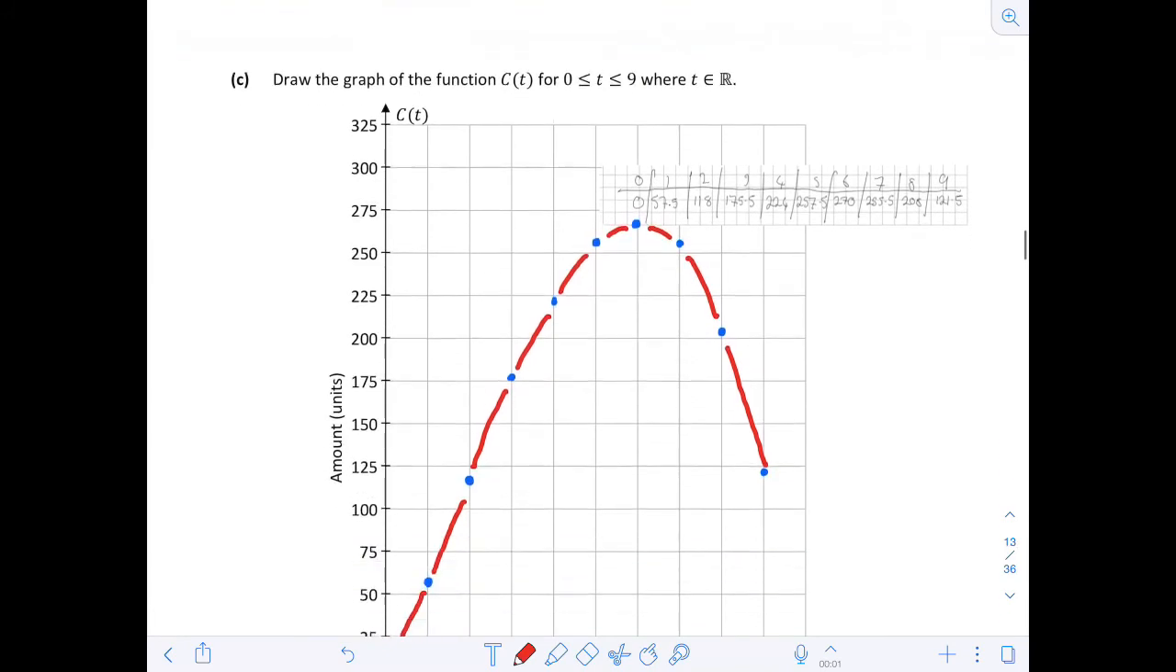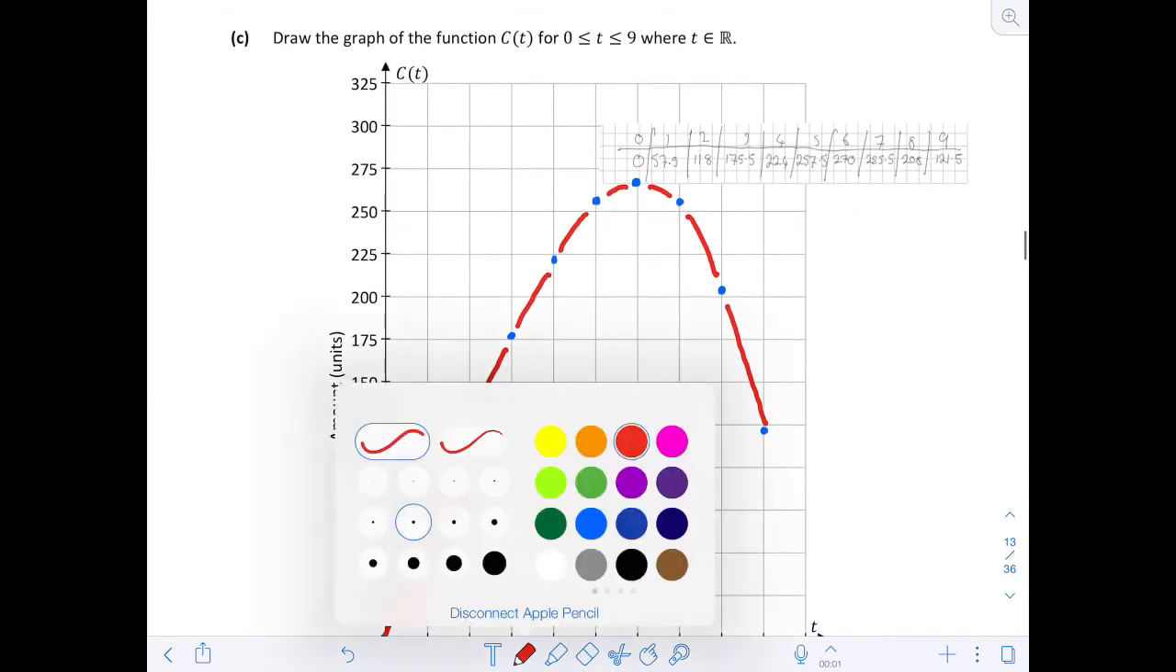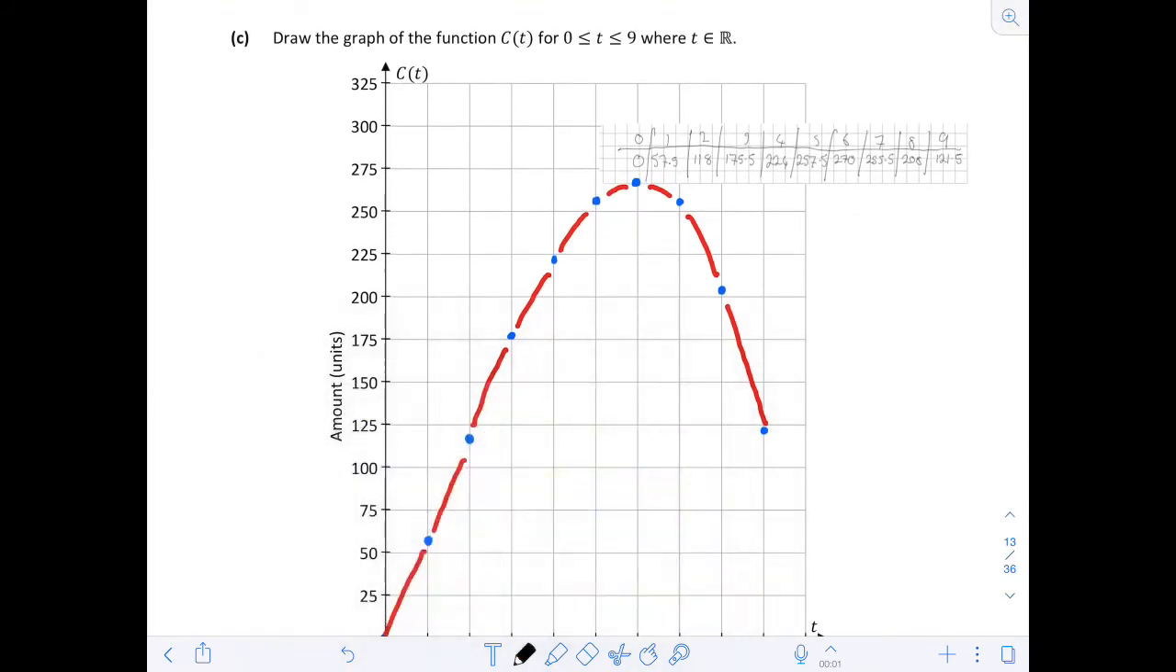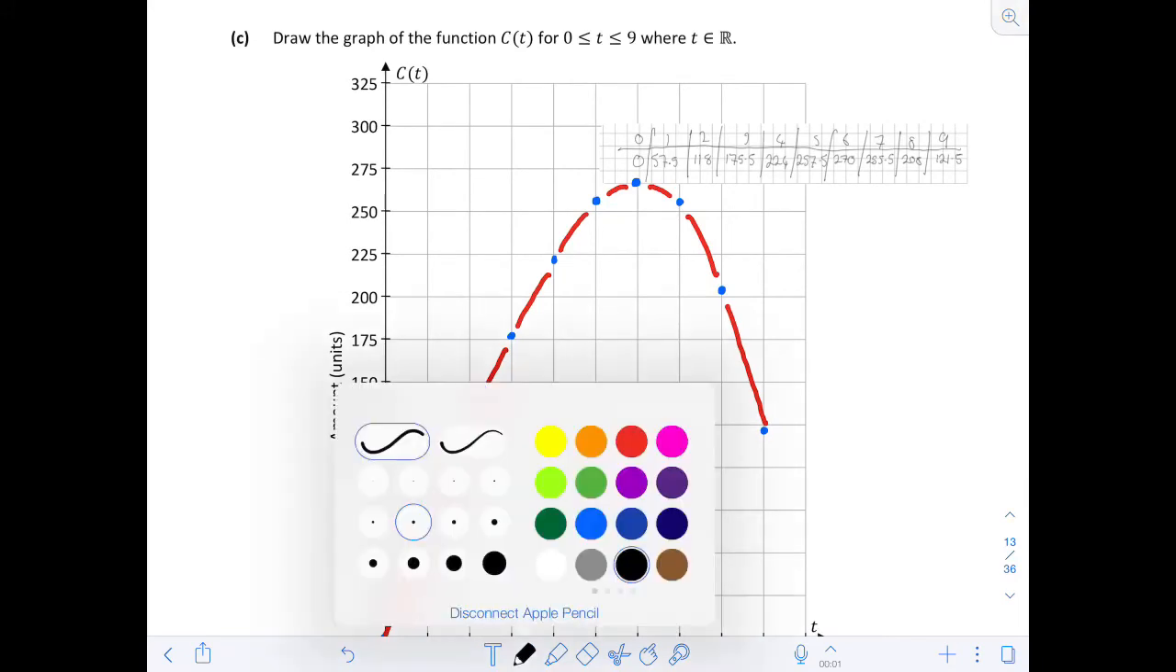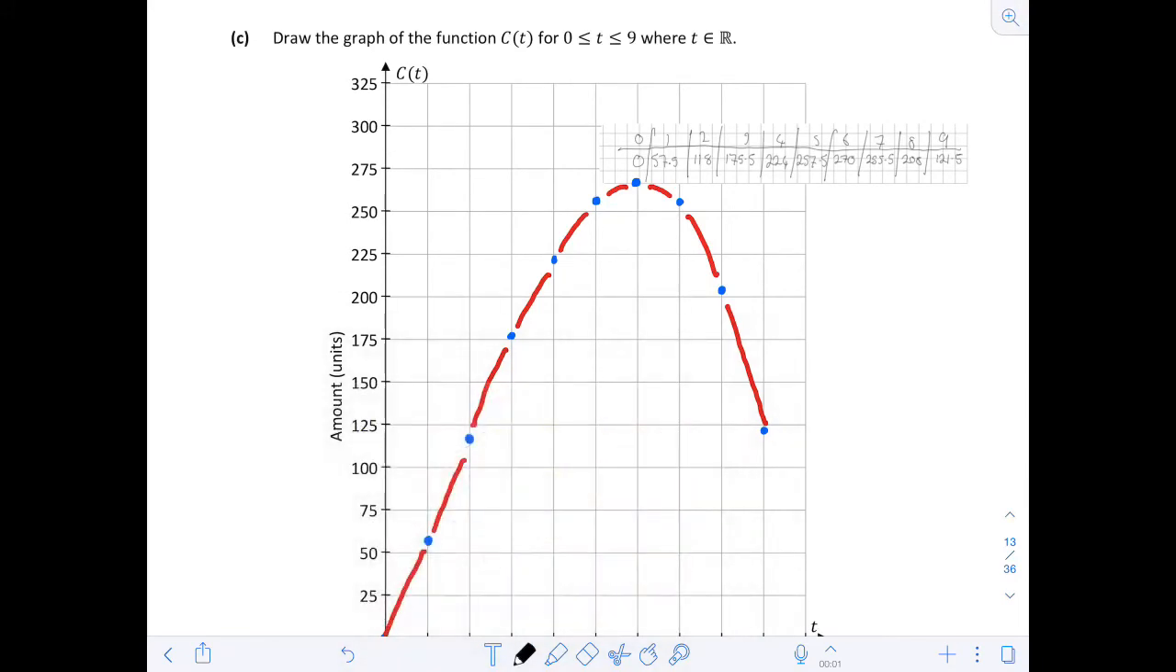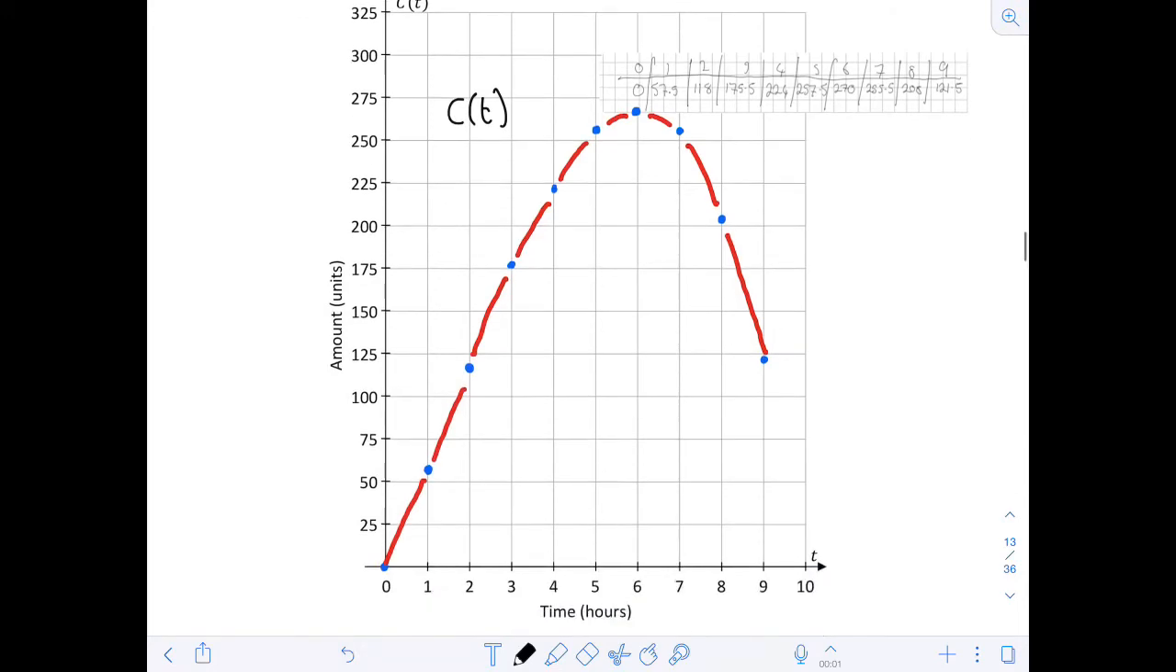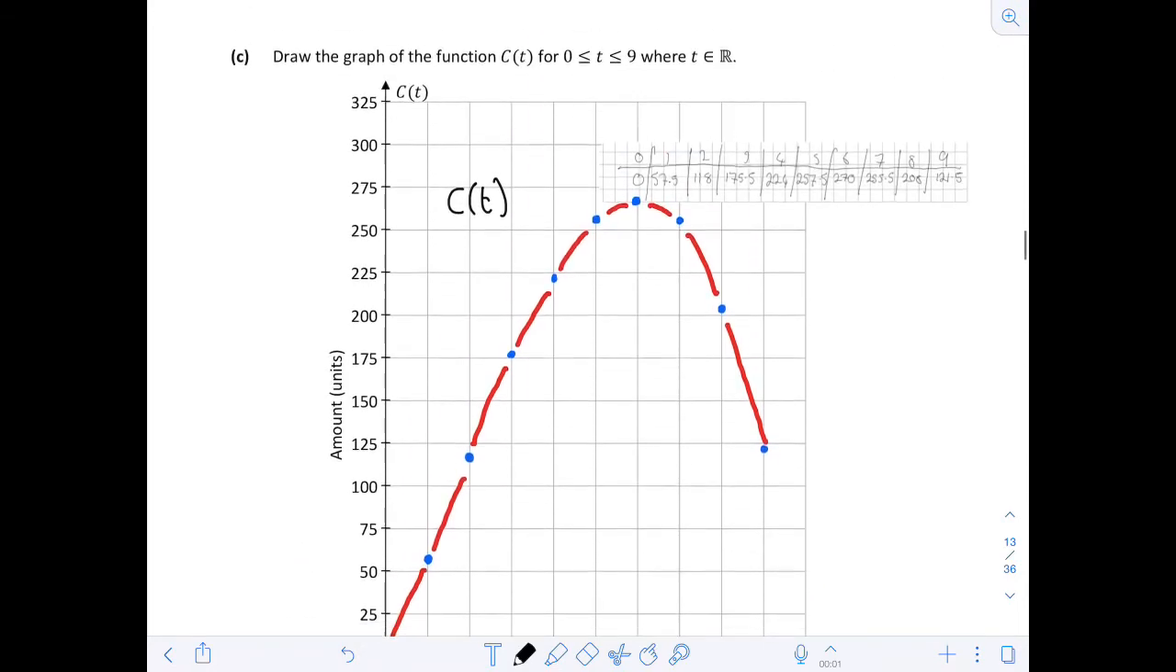And I probably should put in what function I'm after drawing. And I'm after drawing the function C of T. Okay.